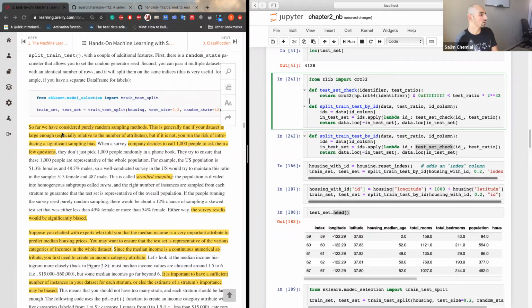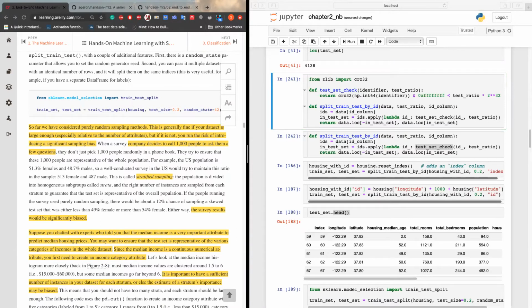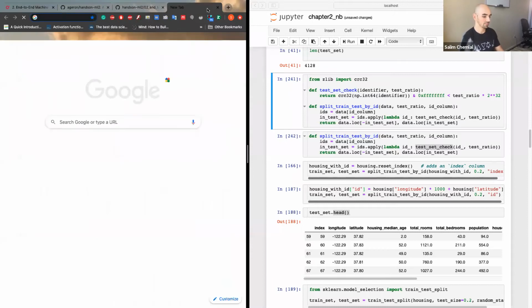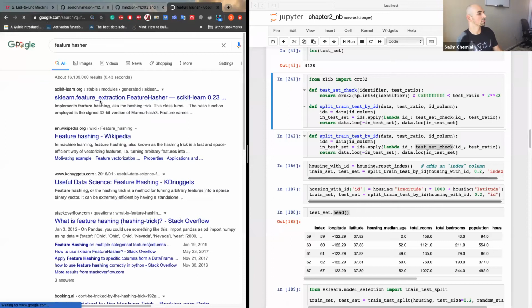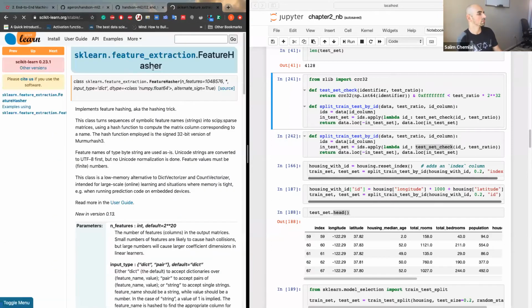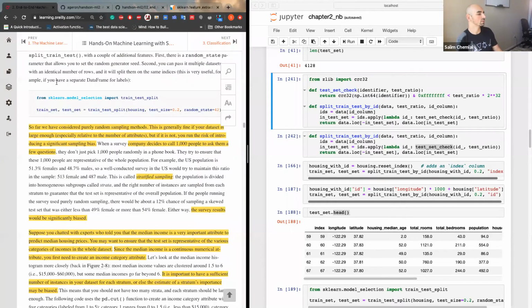So, excuse me, the new version of scikit-learn, version 0.23, has a method called feature hasher, so you can do the hashing with scikit-learn now. Oh, awesome. Thanks. Okay, we'll read up on it later.